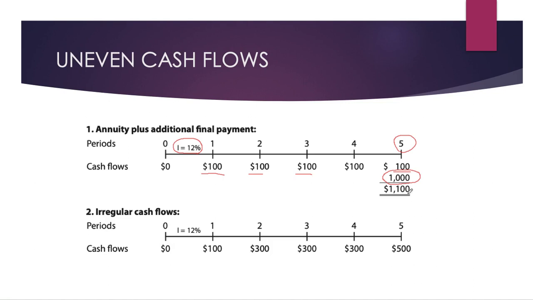Our cash flow that is generated from this project might be uneven. Like the first year, let's say we get $100, the second year $300, 300, and 500 at the end of the fifth year. And again, we have the same interest rate. So in this type of irregular cash flow, how can you calculate the present value of this cash flow?